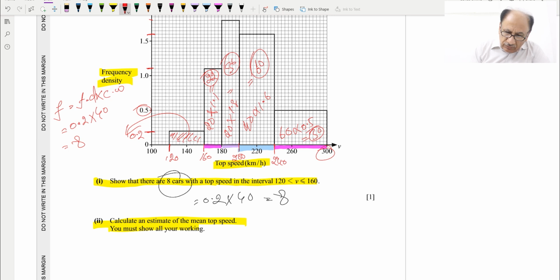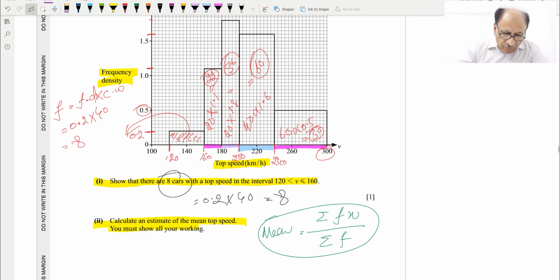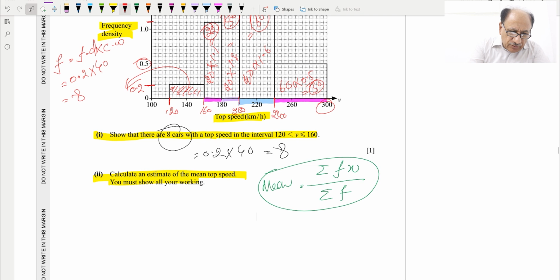So the formula which we will be applying will be what? Will be sigma fx over sigma f. This will be for mean, and we will be calculating the mid-range. For each bar we'll be taking the mid value of the range. So mean is equal to, first bar is 8. Basically we calculated this 8.